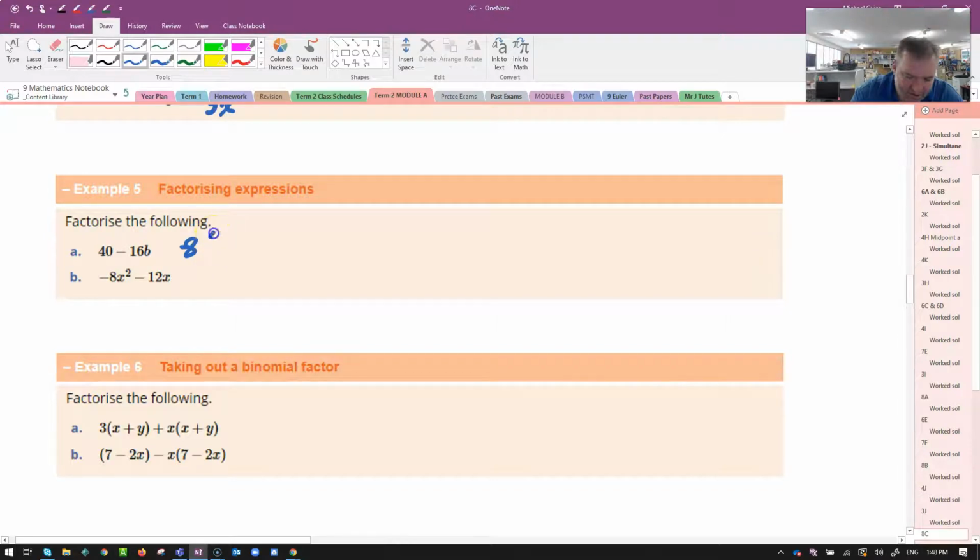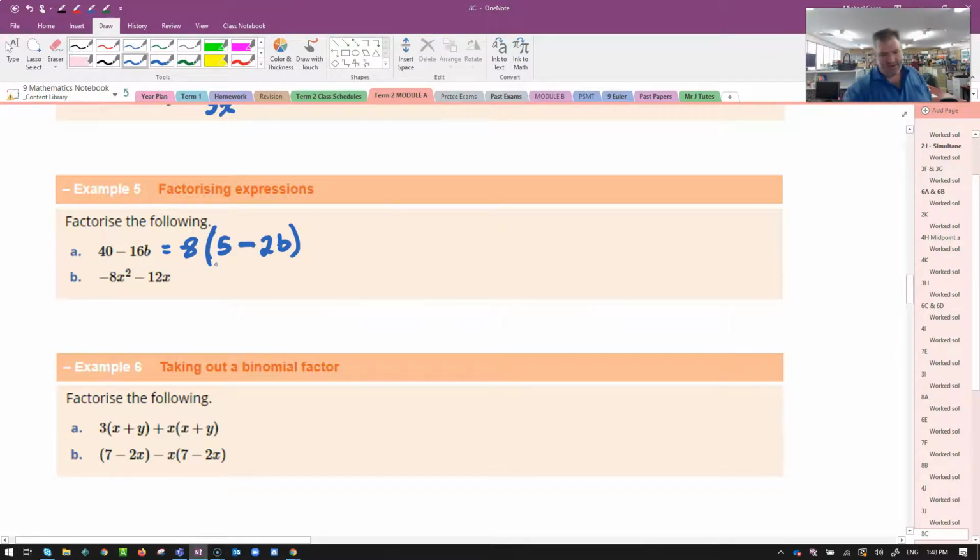And here's what we do. We say this is equal to 8, that's my highest common factor. You put the remaining factor from each term inside the bracket. So to get 40, that was 8 times 5. So I need to have a 5 here. So when I expand my bracket, 8 times 5 would give me 40. There's a minus sign there. 8 times what is going to give 16? That's right, it's 8 times 2. And I need a b there as well. So inside the bracket, we have 5 minus 2b.